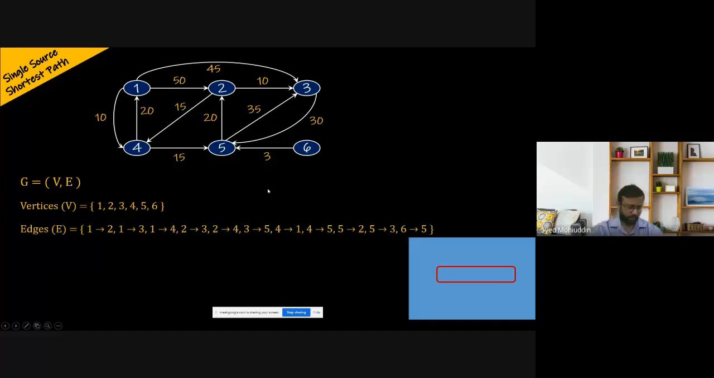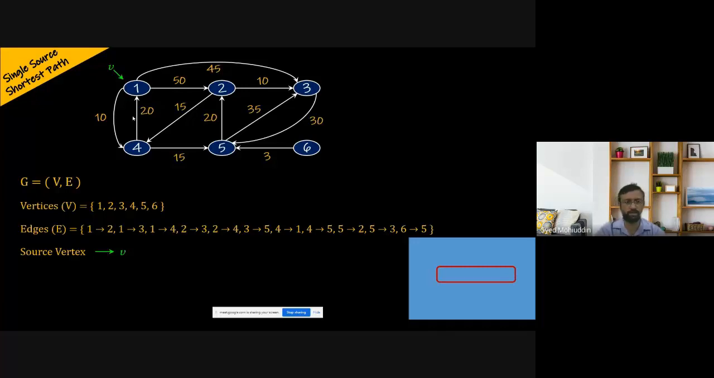Now let us consider source vertex V. Suppose we are considering vertex 1 as V. Now remember that in the single source shortest path problem, from any vertex you can find the shortest path. You can choose any vertex. It can be 5, it can be 3, or any vertex.